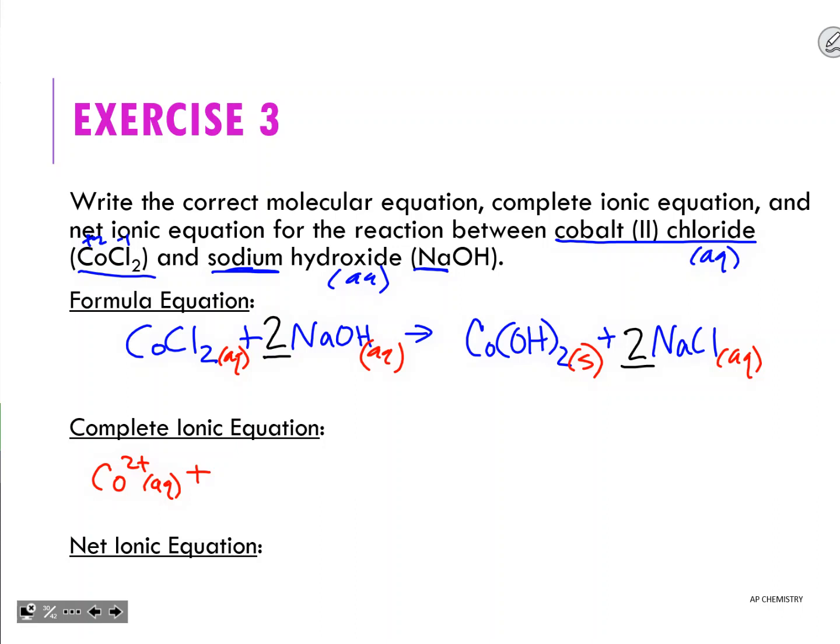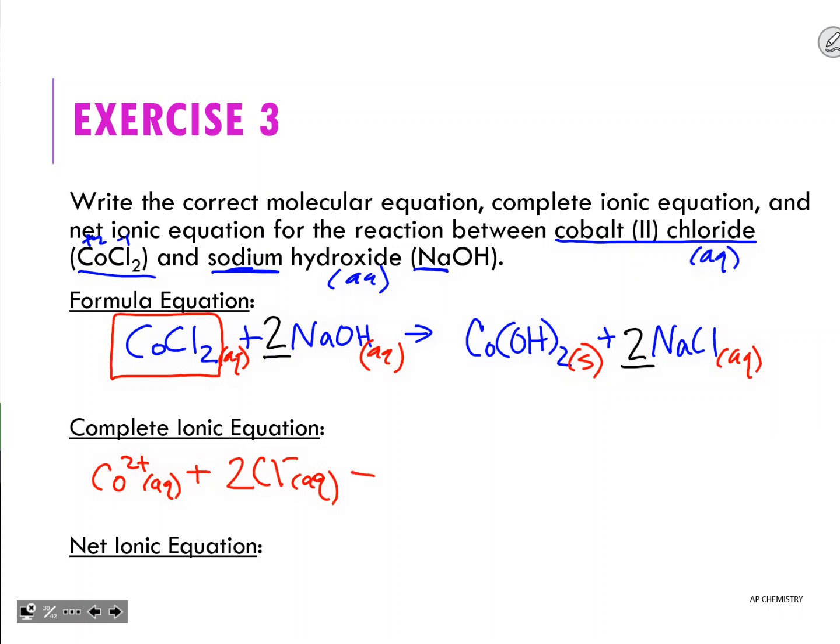Now the difference is when this formula unit breaks apart, we get 1 cobalt, but how many chlorides do we get? 2. When it breaks apart and separates, it's always going to dump 2 chlorides out of it. So we have to balance that. So we're going to get 2 chlorides. Okay? So every time that one thing separates, 1 cobalt, 2 chlorides.